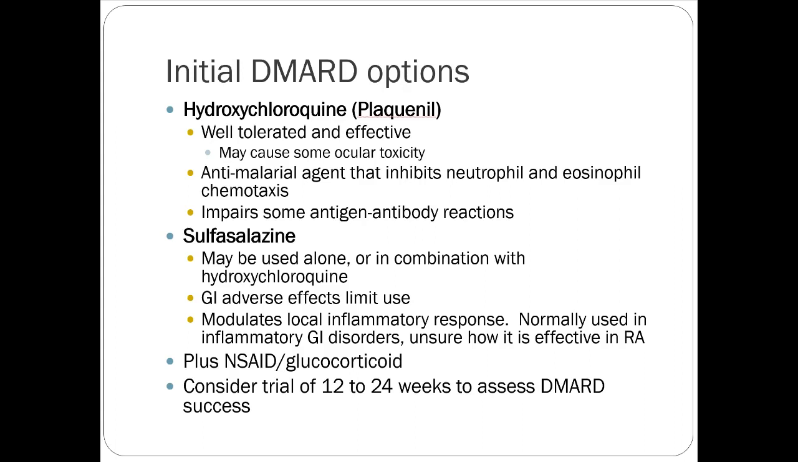So let's say somebody's on hydroxychloroquine. Usually what you'd be looking at is adding NSAIDs and glucocorticoids on top of that to form a base of your anti-inflammatory effects and your drug modifying effects there. It's usually a 12 to 24 week trial, and then once that's done and they aren't getting success, you might consider a different drug at that point.